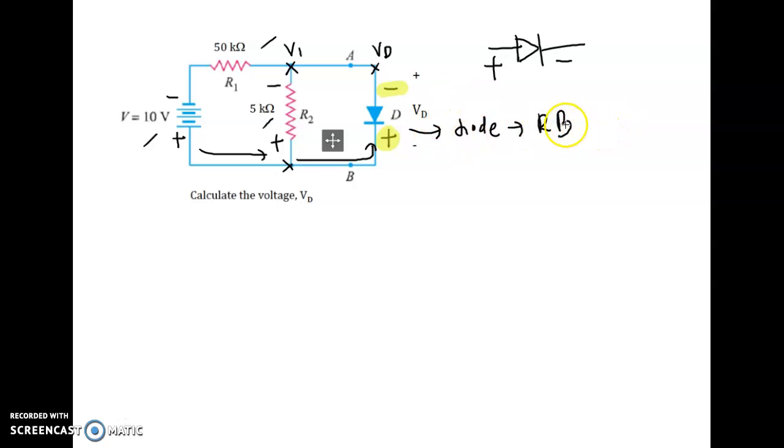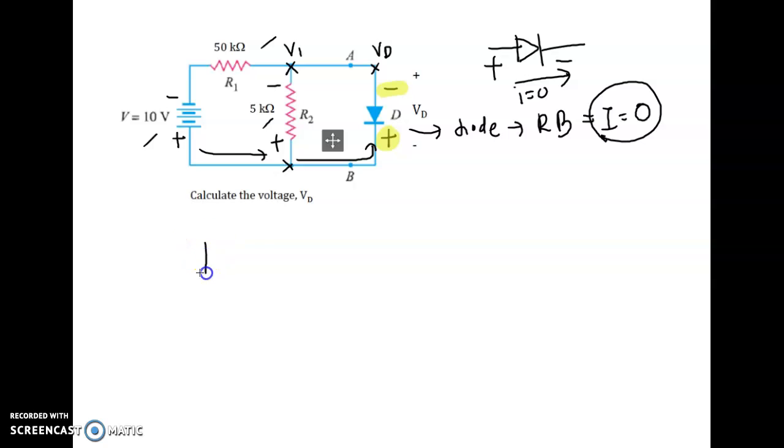So what does it mean reverse bias? It means there will be no current flowing through the diode. So only the current will be 0. But what will be the voltage? The voltage will not be 0. Only the current will be 0.